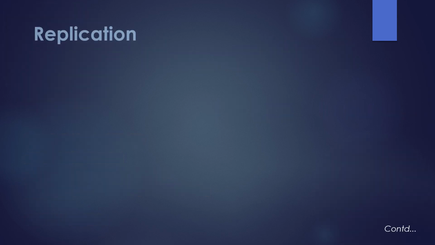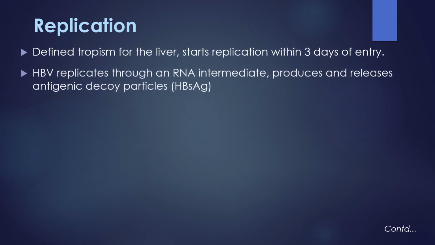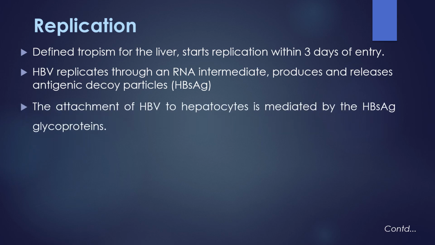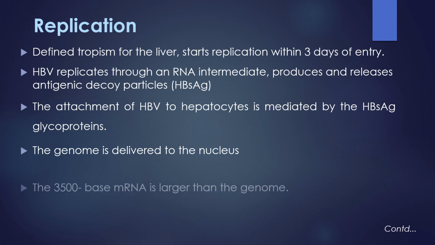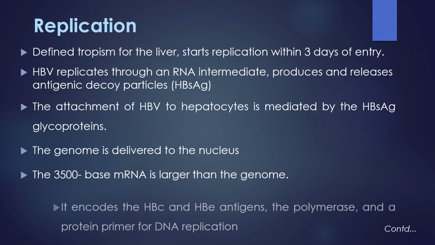Replication of the hepatitis B virus. All the hepatitis viruses have defined tissue tropism, especially for the liver tissues of the host, and viral replication starts within 3 days of entry into the host. The hepatitis B virus replicates through an RNA intermediate with the help of a reverse transcriptase enzyme, and it produces and releases antigenic decoy particles, that is, hepatitis B surface antigens.